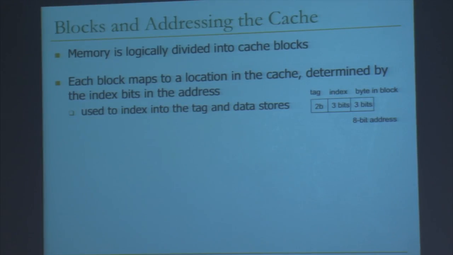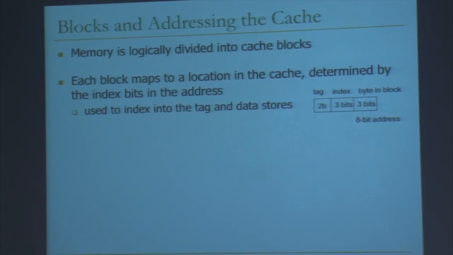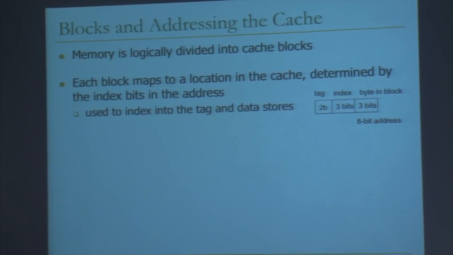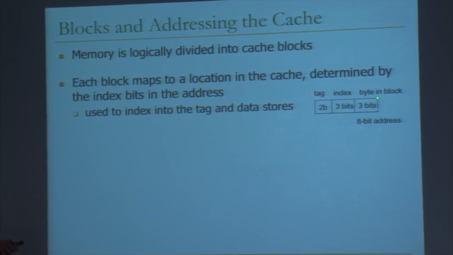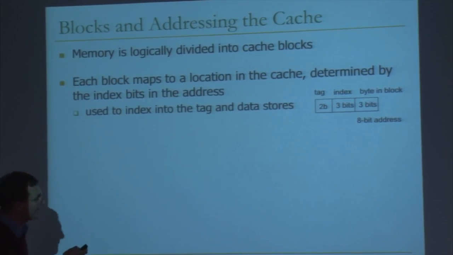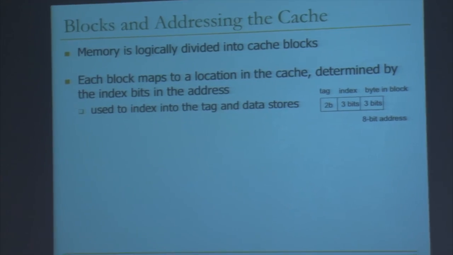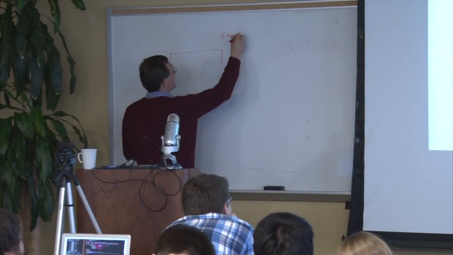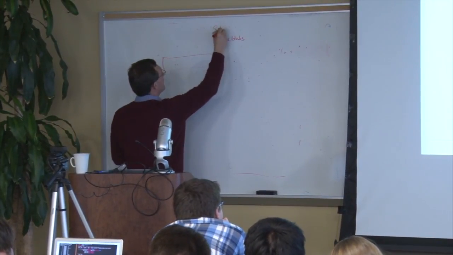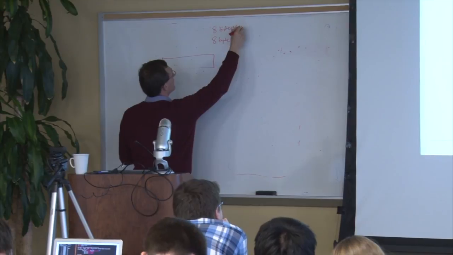And I guess, actually, I'll use that example, a small cache in this case. Basically, we have an 8-bit address. Basically, an address is chopped into multiple pieces. Assume that this is a byte addressable machine, and a block consists of 8 bytes. So maybe I'll do this: a cache has 8-byte blocks, 8-bit address, byte addressable.